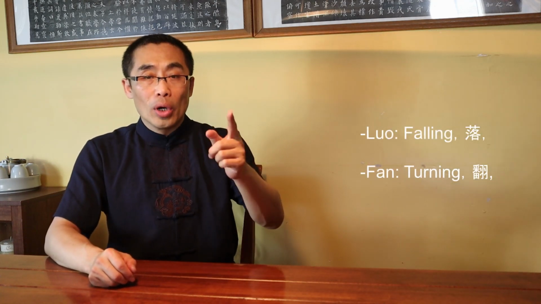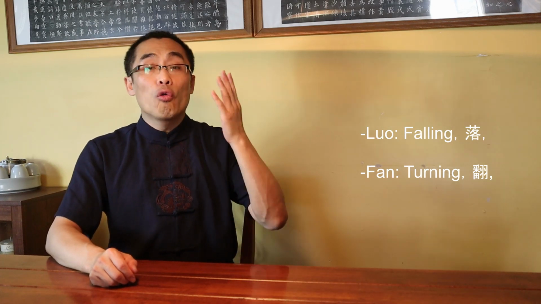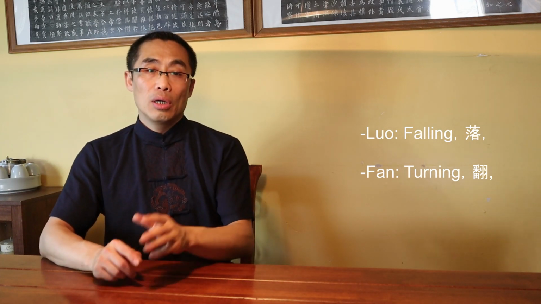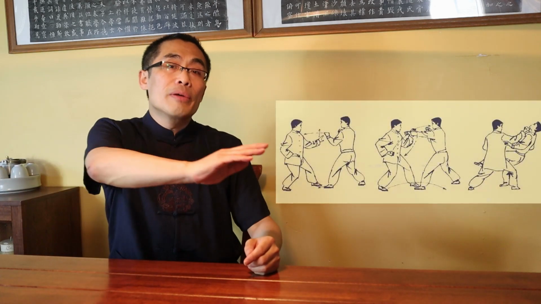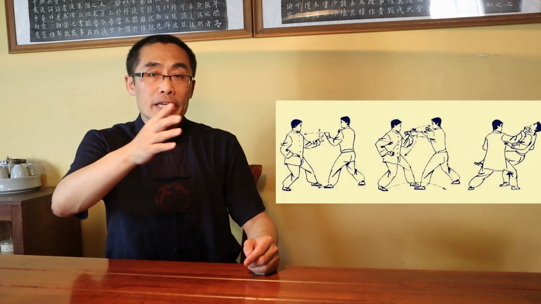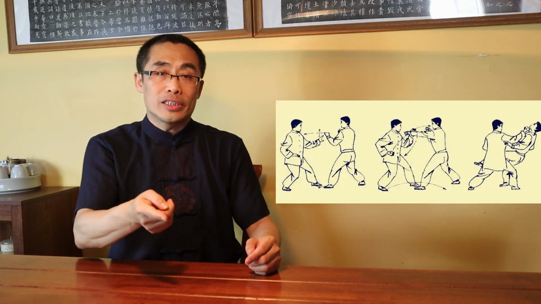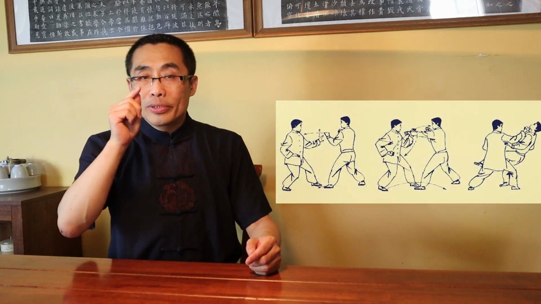Now, let me explain the other 2 words, 落 and 翻, or falling and turning. Falling and turning here does not mean that the hand moves downward. Actually, it means that when the hand moves forward and downward, it should have a turning motion, similar to the pi quan or the metal fist hand motion. The objective is to send the power into the opponent's body.